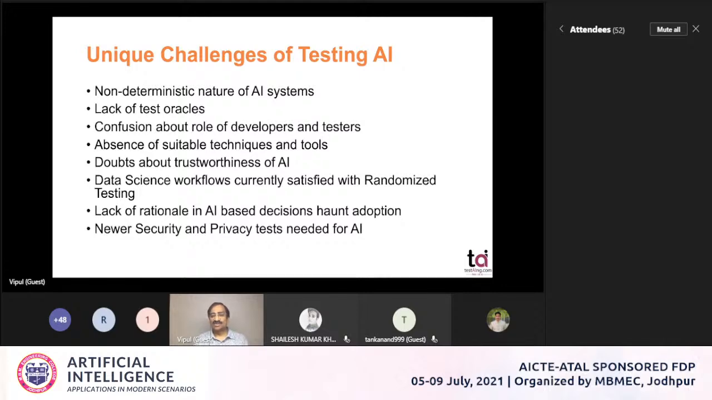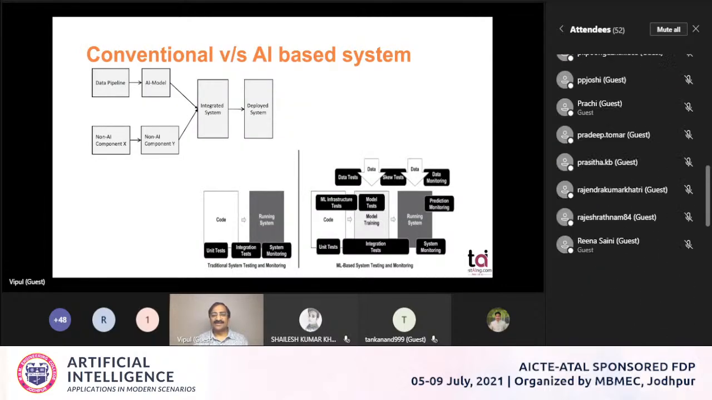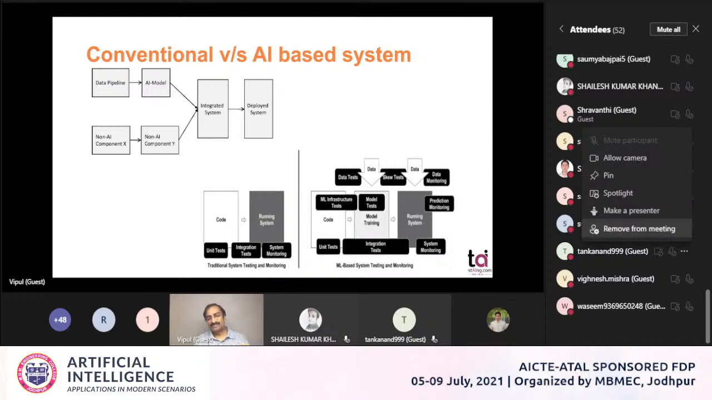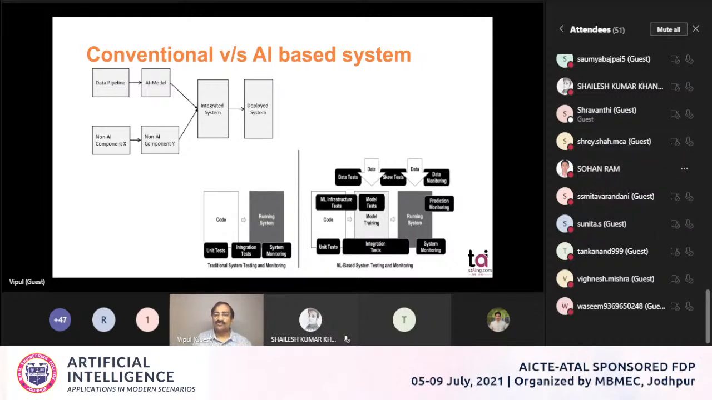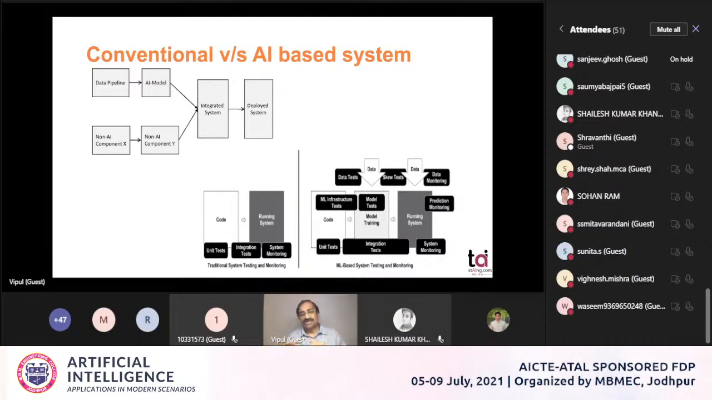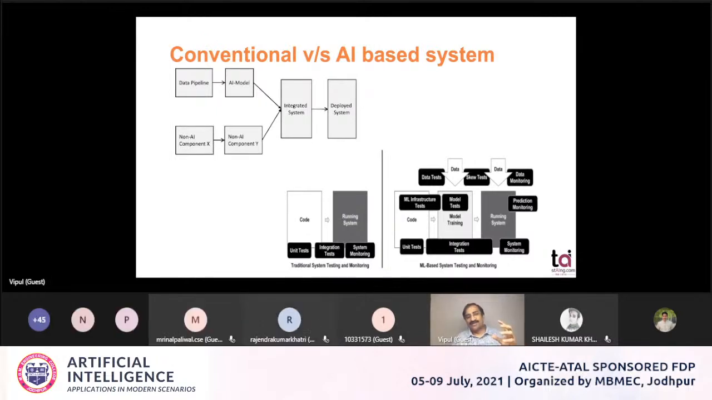So let us look at what's the difference in conventional versus AI-based system testing. So the CRISP-DM diagram, now is more from a point of view of blocks that I have presented. The first, the upper diagram was created by me, which talks about data pipeline, which goes into AI model. So I'll explain what's data pipeline. And then you have non-AI components which get integrated together. And when AI and non-AI come together, it forms an integrated system which you test, and then it becomes a deployed system.